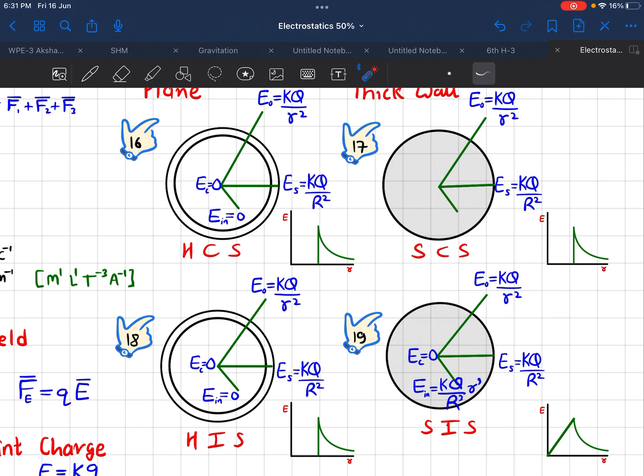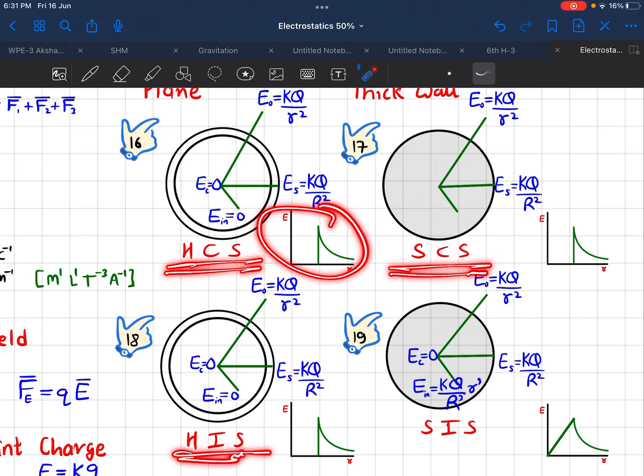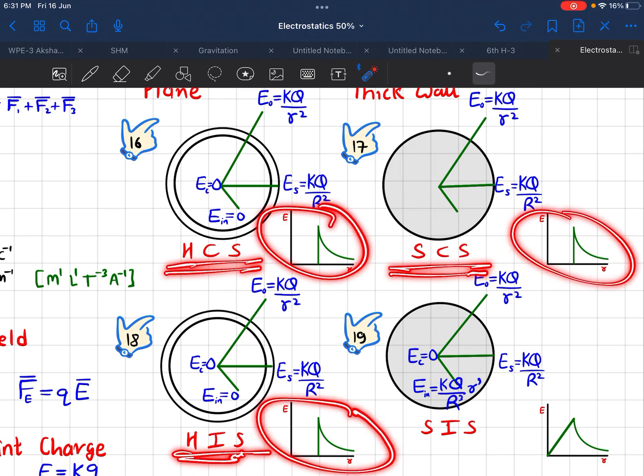If we look at the graphs, hollow conducting, solid conducting, and hollow insulating spheres have the same formulas and the same graph of E versus r, while the solid insulating sphere has a graph where from the center to the surface E is directly proportional to r', and outside E is inversely proportional to r².